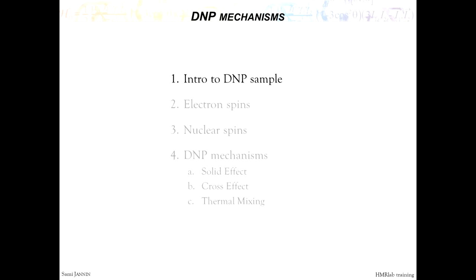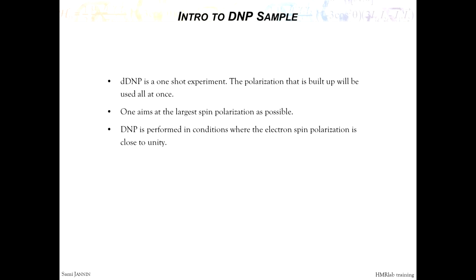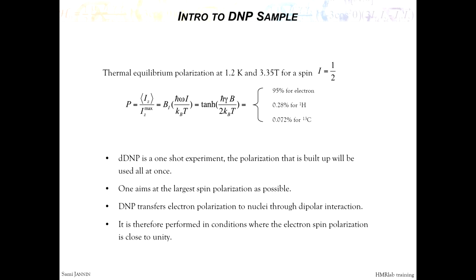So, DNP sample. Dissolution DNP is a one-shot experiment. So the game is to build up the polarization as high as possible because it will only be used once. So we go in conditions where the electron polarization is as high as possible. Usually we try to aim for 99 point something percent. Initially the dissolution DNP was done at 1 Kelvin and 3 Tesla, where the electron polarization is 95%. The proton polarization is 0.28% and the carbon is 0.072%.